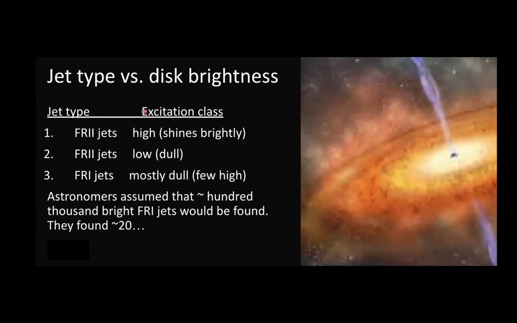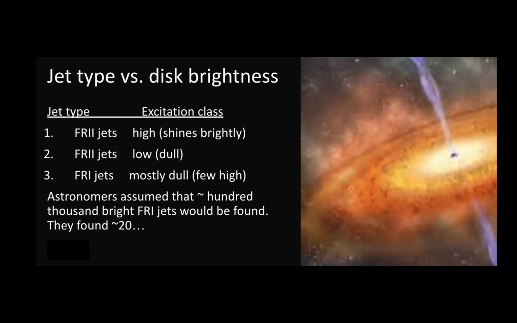So we observe, as we mentioned before, these FR2 jetted systems. These are the most collimated, the most powerful jets observed in the universe. And they're surrounded by accretion disks that seem to be thin, the kind that we talked about before, where there's high excitation, you have these bright disks.